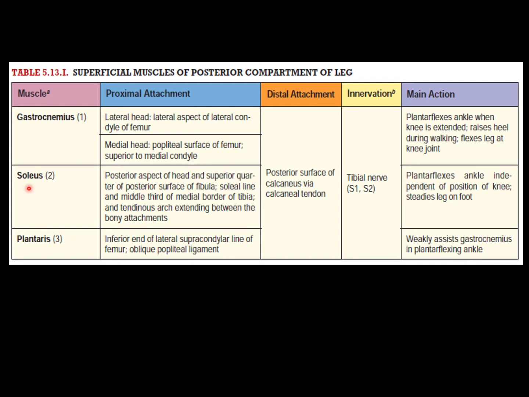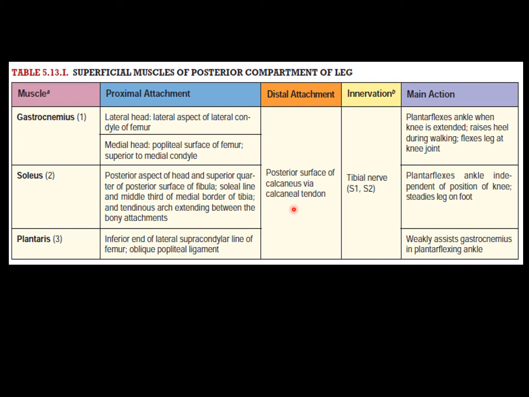The second muscle of this region, which is lying below the gastrocnemius, is soleus. It arises from the posterior aspect of the head and superior quarter of the posterior surface of the fibula, the soleal line, and the middle third of the medial border of the tibia, and a tendinous arch extending between the bony attachments. So it arises from the tibia as well as from the fibula, and it passes just under the gastrocnemius and meets with the tendocalcaneus and is attached to the posterior surface of the calcaneum.